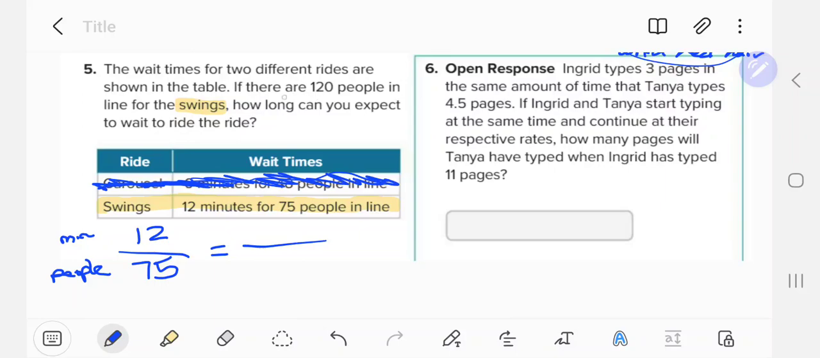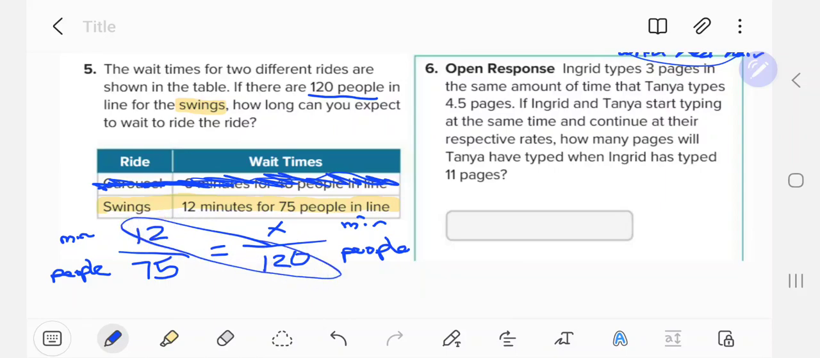And then the question asks us if there are 120 people in line for the swings. So that's going to have to be people down here, 120. And then we've got how long will that take? So we're going to put the X up there. We're going to multiply the numbers that are across from each other, and that gets us 1440. Sorry, that was 12 times 120.